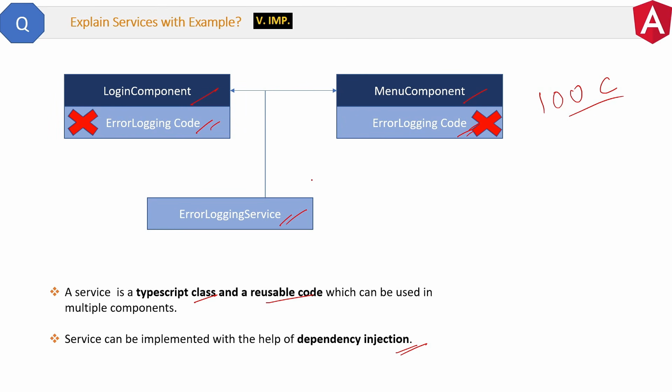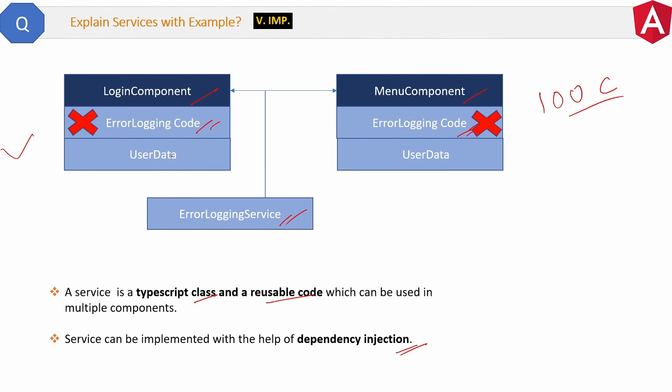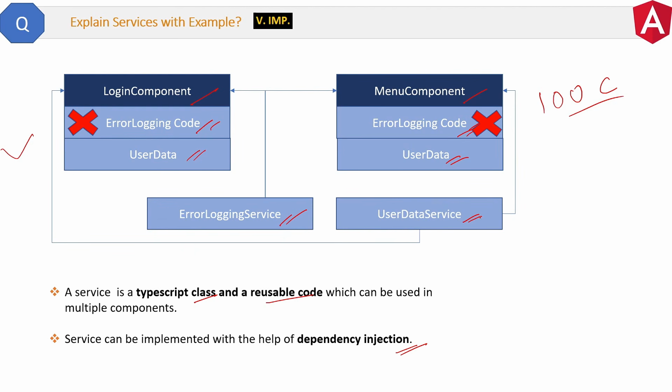The above example is of code reusability, but if you have some user data or any kind of data, then also you can create a common or centralized user data service and then remove the direct user data code from the components. So this is the second benefit of a service. This is the answer of this question. In the next question, we will see how to create the service and then how to inject it into the components.